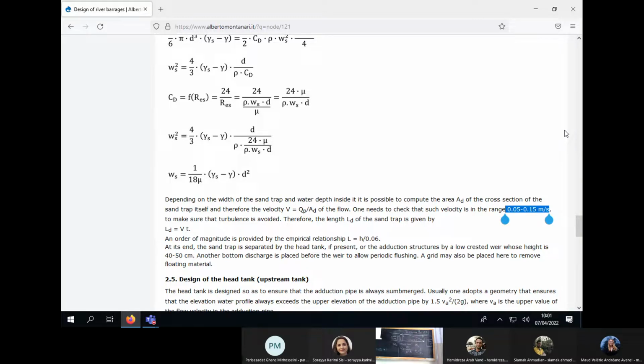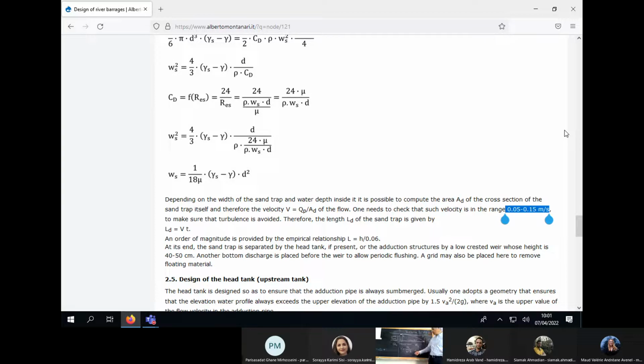Now, it may happen that, at the beginning, there is my arbitrary decision on the values of W and H, and it turns out that the velocity is too high, and then I have to change them. Typically, what I do is increase W if I can, because there might be no room. In mountain rivers, usually on the sides, you don't have much room. So if I can, the easiest thing to do is to increase W, maybe by adopting two channels in the sand trap, like the scheme that I have shown to you before.